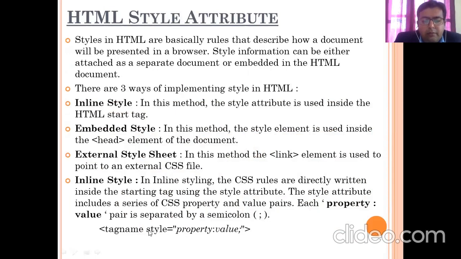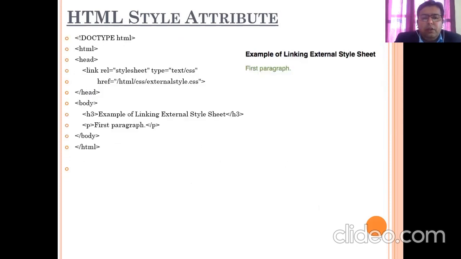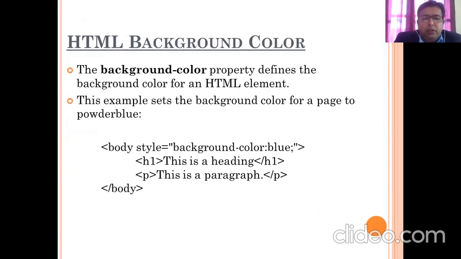This is the tag name, style, then property, colon, value, and then semicolon. The same thing we are using over here. Body, this is the tag name, then style equal to whatever we want to use, background-color, colon, blue, and semicolon, and the double quote is over. Then H1 is the heading, and P is the paragraph. So it will be printed in a blue color. This was regarding the body tag and how we can use it.